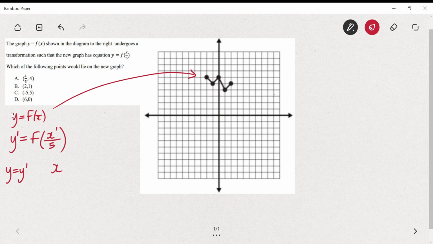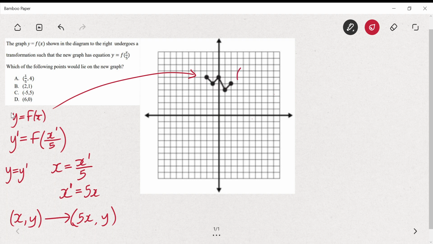But x is equal to x dash over 5, which means if we rearrange, x dash or x prime is equal to 5x. So we're saying that the point x, y on the original graph becomes the point 5x comma y on the image graph. Now here are the points on the original graph.